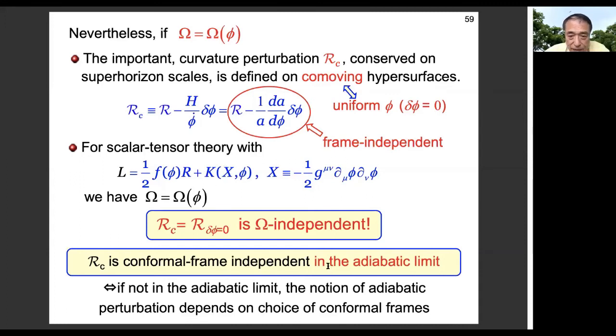But essentially, the adiabatic limit means that you have only a single degree of freedom which is controlling the evolution of the universe. So once such a stage is achieved, which is exactly what you want to compute when you use the delta n formalism, the curvature perturbation actually is conformal frame independent.